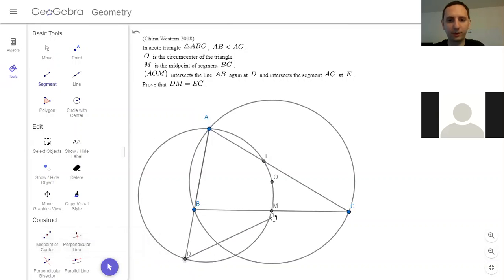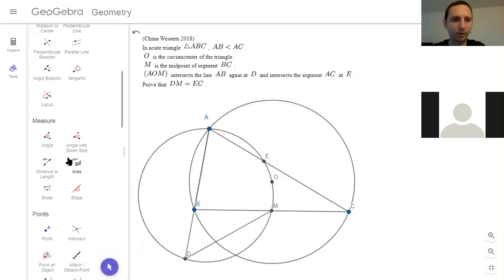That's kind of interesting. Let me just check that before we begin. So DM is 5.4 and EC is 5.4. And it looks like it's probably just power of a point or something, I would guess.